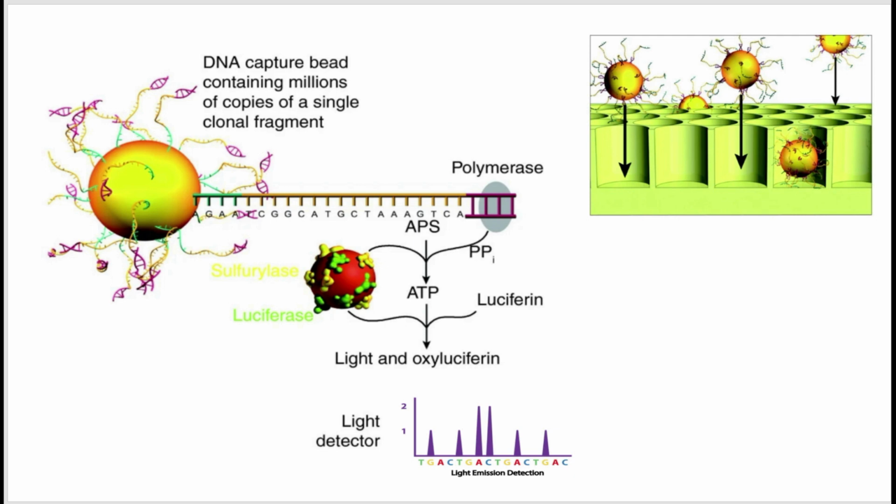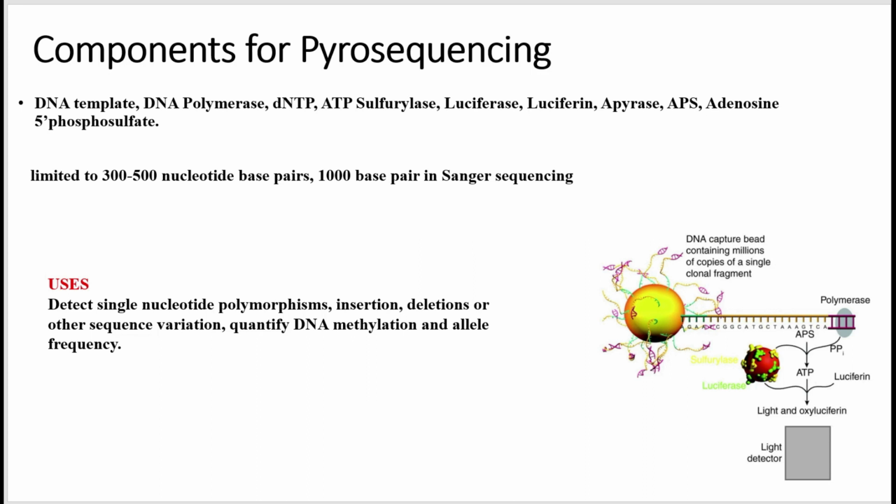There are various types of sequencing, like Sanger sequencing, pyrosequencing, and Maxam-Gilbert sequencing. In this video, we will discuss in depth how pyrosequencing is done. Let us see what components are required for this sequencing. The very first thing is the DNA template that we need to sequence.